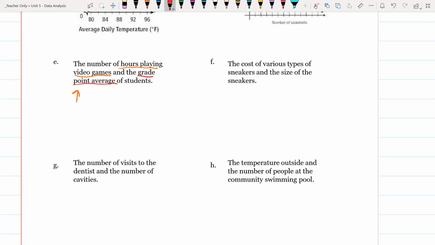So if you're not doing homework because you're playing too many video games, what do you think would happen to your grade? Well, it would go down, right? So as one thing increases, the other goes down. It's going to be a negative correlation.